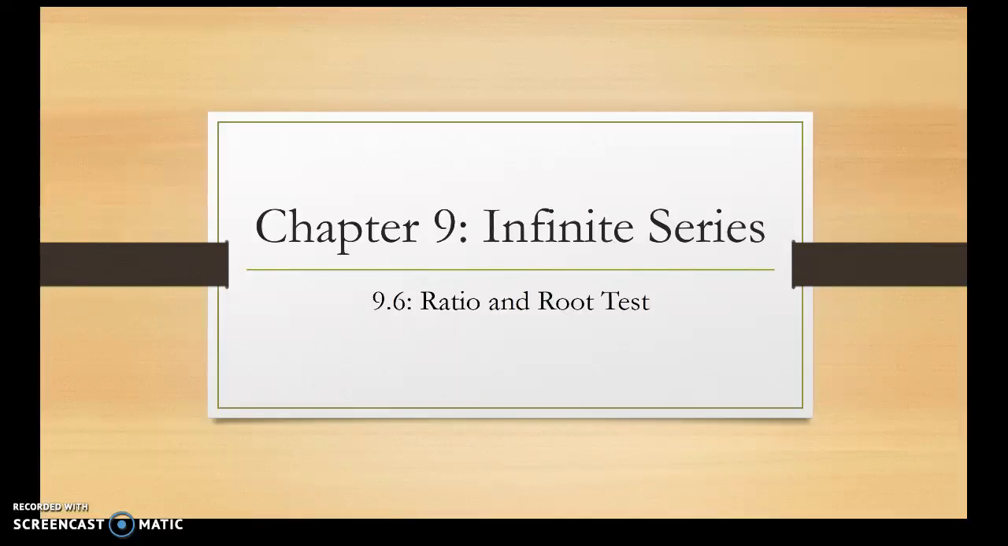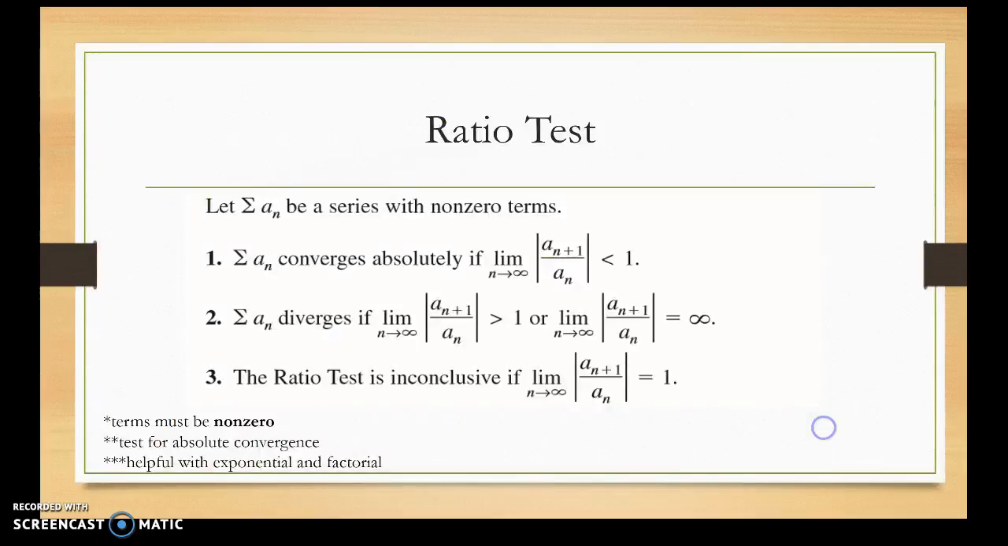All right, the last of our tests for convergence and divergence, the ratio and root tests. Take a minute, copy down the terms for the test. Terms must be non-zero. It's a test for absolute convergence, and these are most useful with exponential and factorial functions. So this notation is not new.